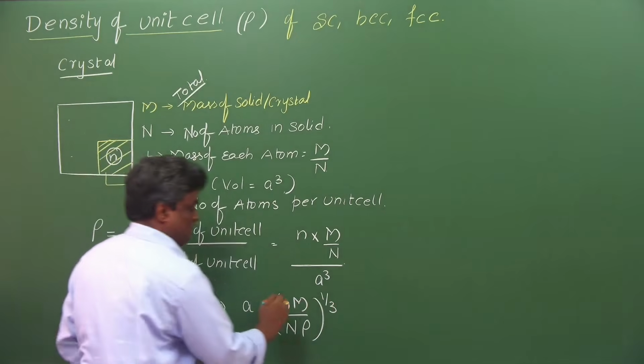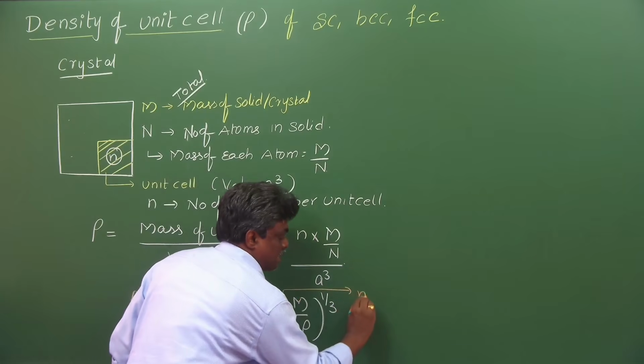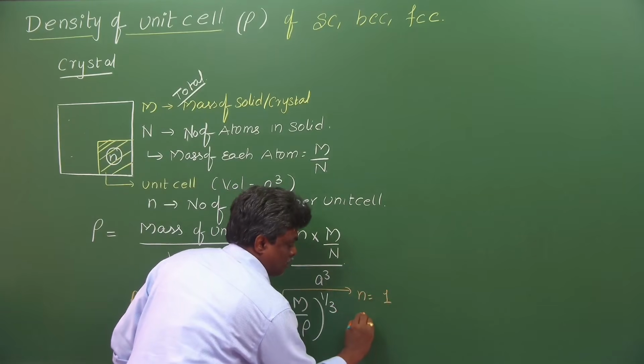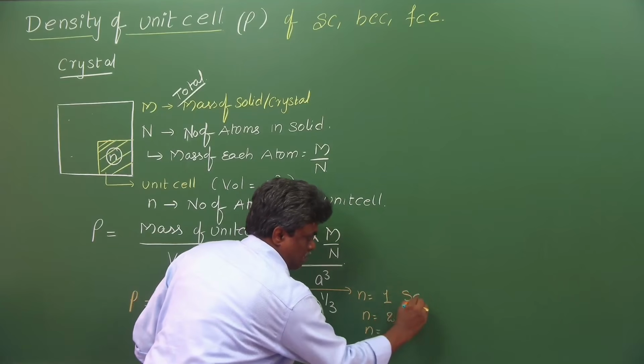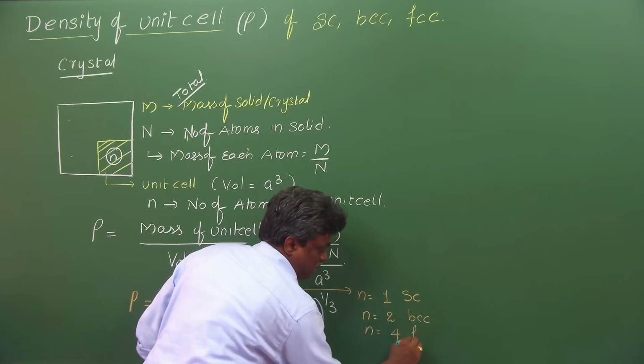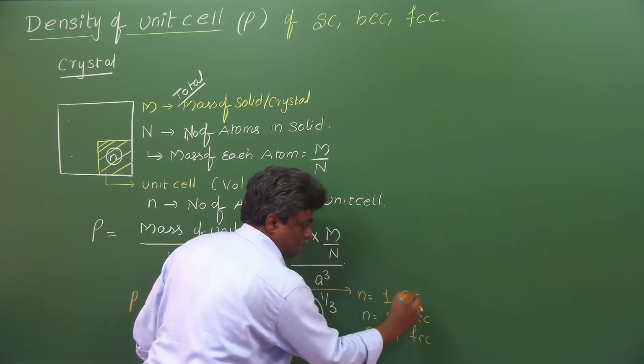So finally this n equal to 1, or 2 or 4 for simple cubic, BCC, FCC. Is that clear?